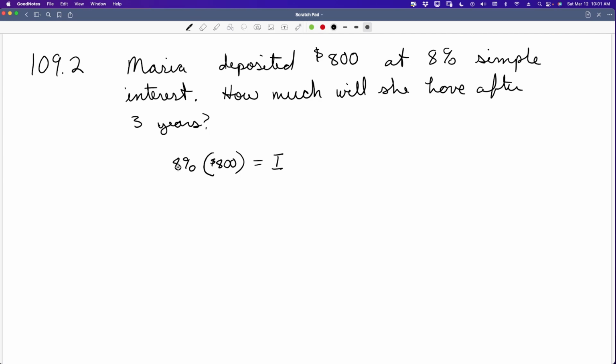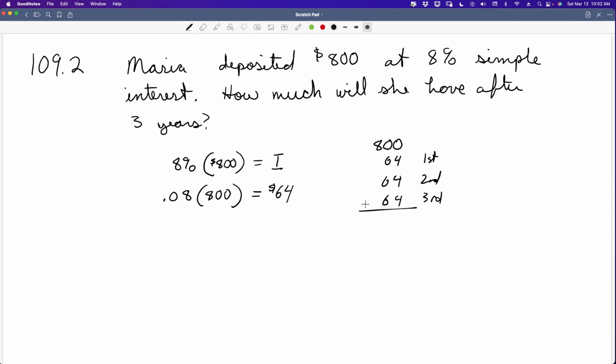So we turn this into a decimal, 0.08 times 800 is going to equal $64. That's the interest she has paid each year. So her original amount is $800. The first year, she's going to make $64. The second year, she's going to make $64. And the third year, she's going to make $64.